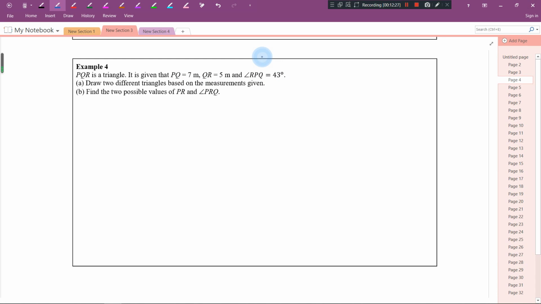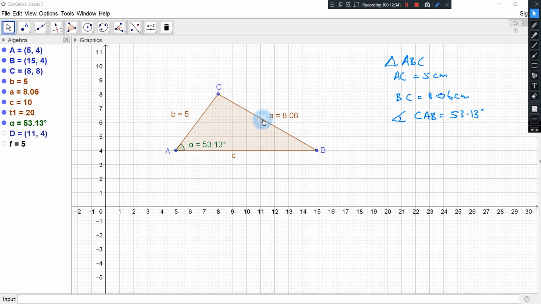So let me explain a little bit about the ambiguous case first. Let's look at this example. Let's say the question tells you that we have a triangle ABC, AC is equal to 5 centimeters and BC is equal to 8.06 centimeters, and the angle CAB is equal to 53.13 degrees, for example. This length is longer than this one. So in this situation, there is only one triangle that we can form, which is this one. So this is not an ambiguous case.